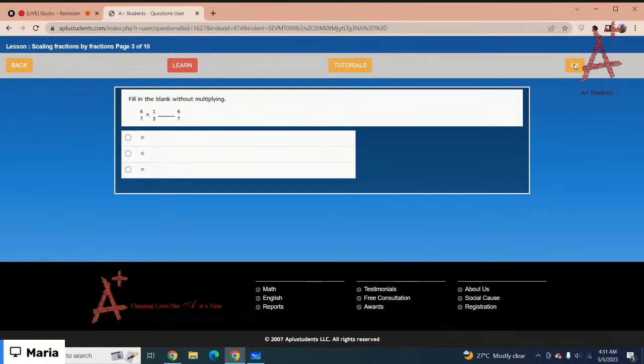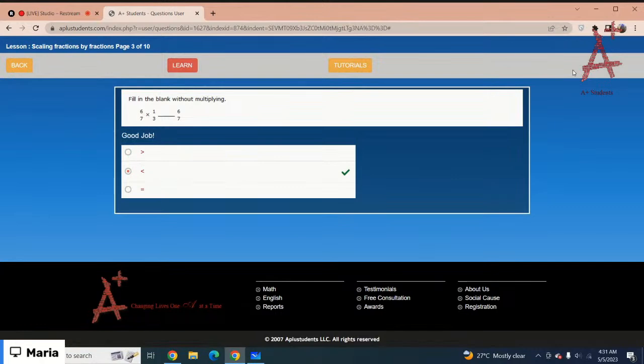Yes, again 1 by 3 is less than 1. That means 6 by 7 times 1 by 3 is less than 6 by 7, because 1 over 3 is less than 1. Got it? So it would be 6 by 7 times 1 by 3 is less than 6 over 7.